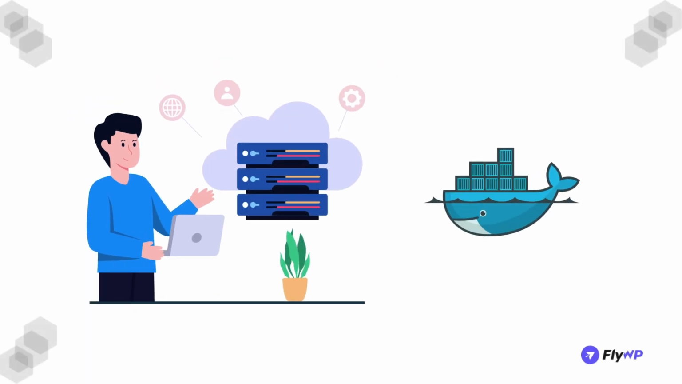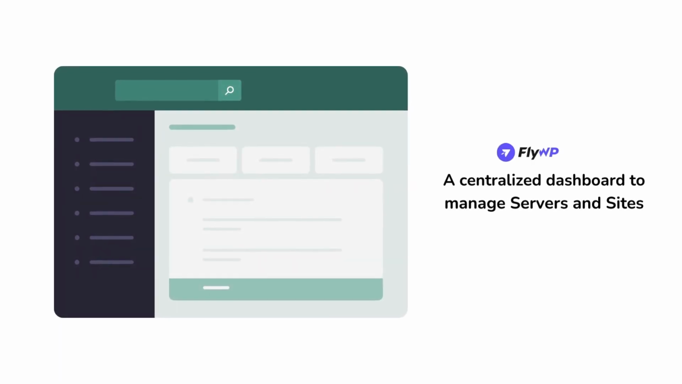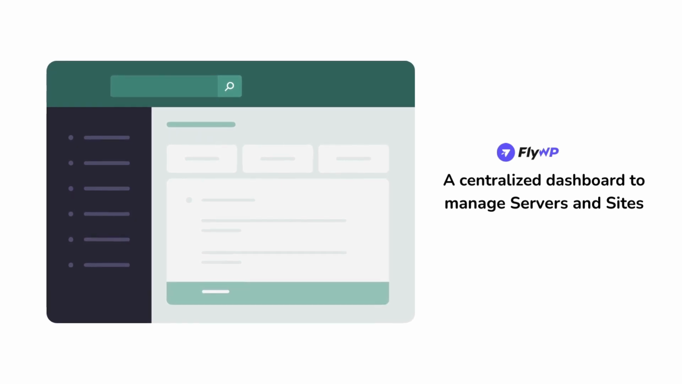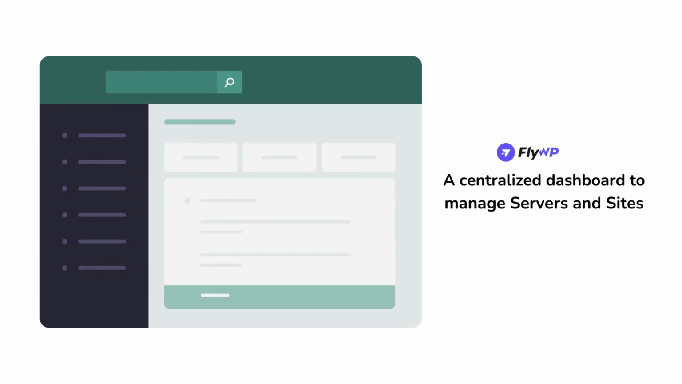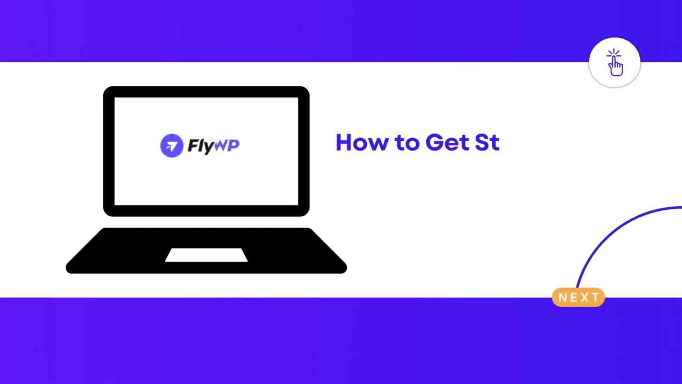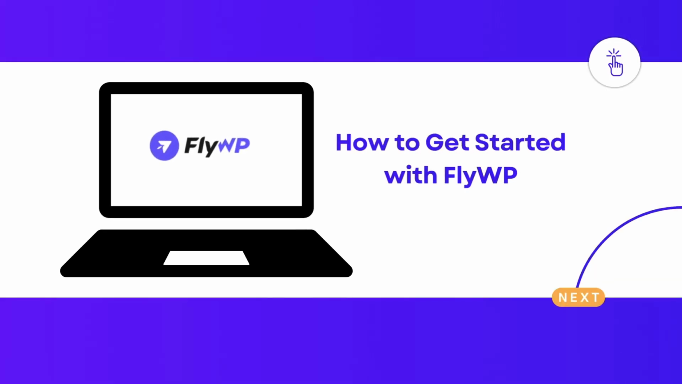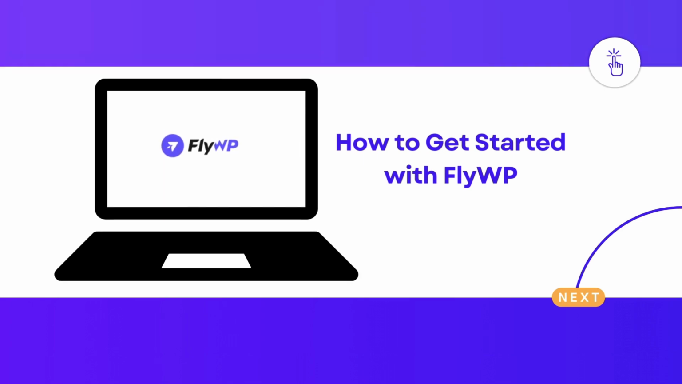FlyWP is a WordPress server management platform that uses Docker to manage sites on any custom or cloud server. It offers a centralized dashboard that allows WordPress users to manage multiple aspects of their WordPress sites and servers. Now let's begin and see how to get started with FlyWP and start managing sites and servers quickly.